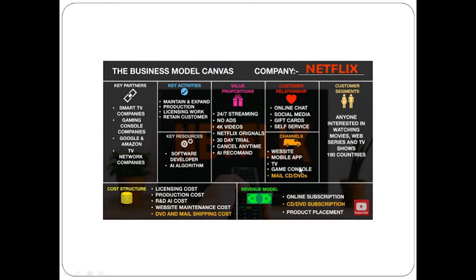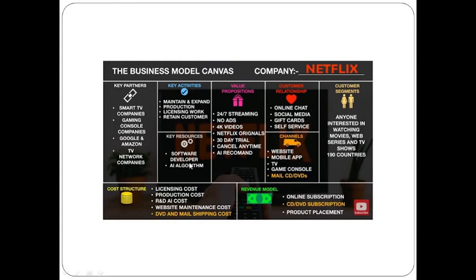Then you have channels, how you are going to reach your customer: website, mobile app, TV, game console. Mail, CD, DVD was the original one. What I've highlighted in yellow is the original from the 1990s; what is highlighted in yellow is not there now. Then after the channels, how you are going to continuously maintain your customer relationship. Different offers are given to you all. You are given gift cards, self-service, online chat, continuous social media and so on.